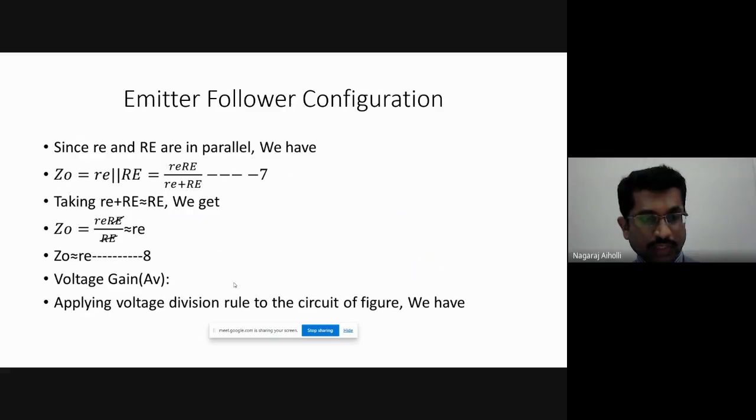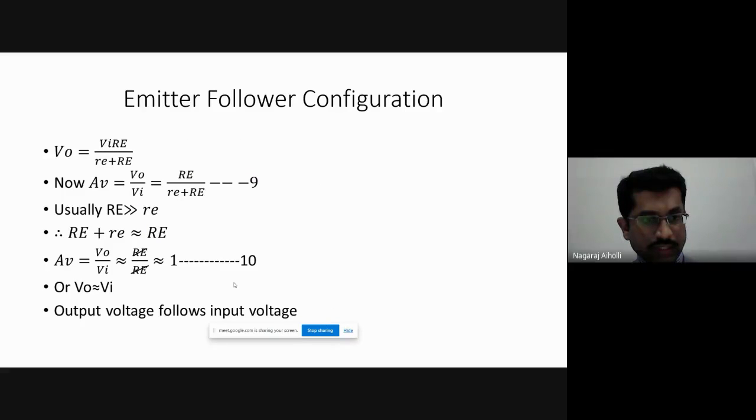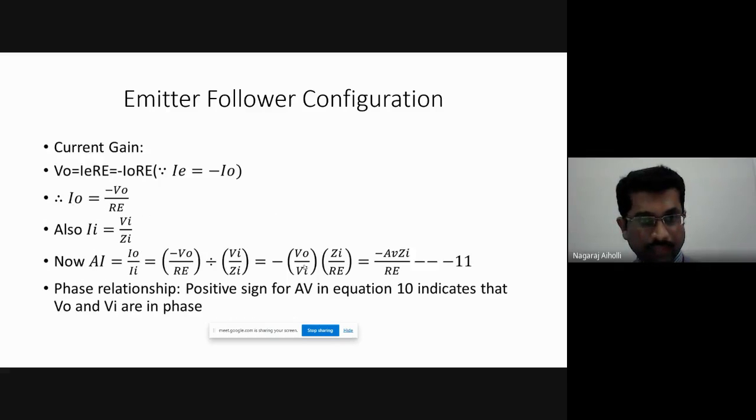Then the voltage gain equation, AV is equal to V naught by Vi, that is capital R divided by small re plus capital Re. And this AV will be approximately equal to 1. Main equation is AV is capital R divided by small re plus capital Re. Then the current gain equation is minus AV into Zi divided by capital Re. So memorize these equations and accordingly you have to solve the numericals and also derive the equations, that is performance parameters.